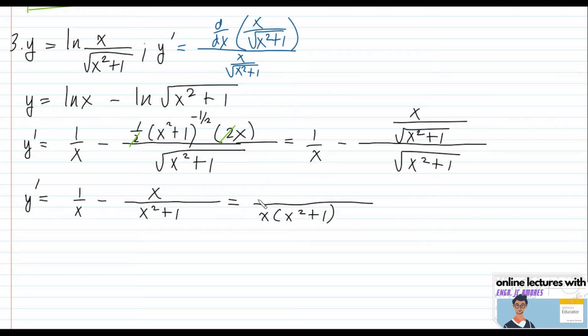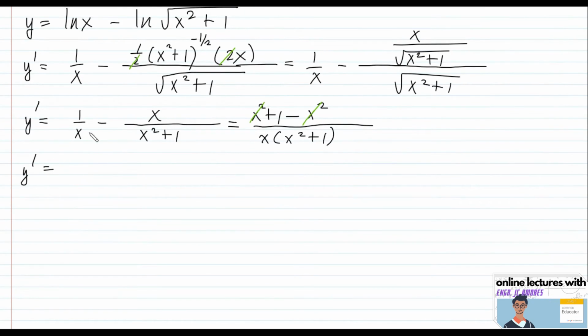So this will now become x squared plus 1, and then minus, it will simply be minus x squared. Okay, so simplify: x squared minus x squared is 0. So our final answer would be 1 over x times x squared plus 1.